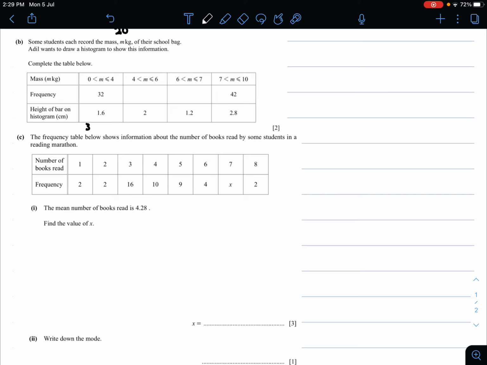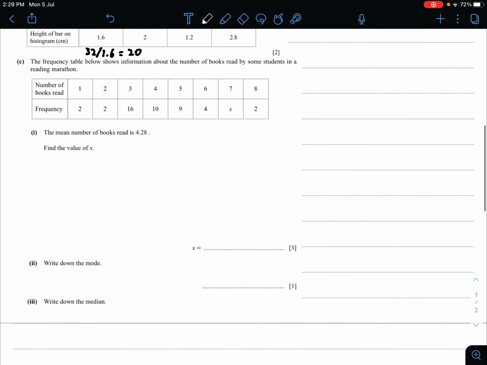So that would be, in this case, 32 divided by 1.6, which is equal to 20. And even in the last case, 42 divided by 2.8 is also equal to 20. Therefore, you know that that is your constant that you need to multiply with the height of the bar of the histogram to get your frequency. So 2 multiplied by 20 would be 40, and 1.2 multiplied by 20 would be 24. Therefore, these are your final answers for part B. Now let's move on to part C.